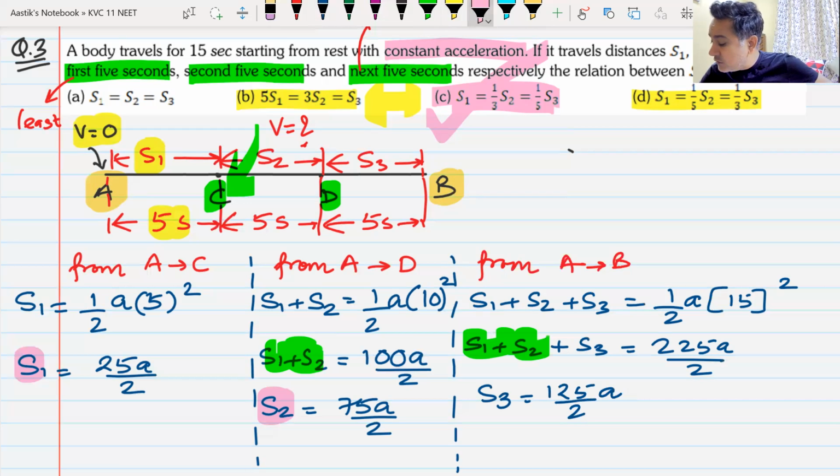Now I can find out which is the correct option. S3 is 5 times of S1 and S2 is 3 times of S1. The correct option still remains option C. Do we understand this? Yes or no? How I have done this?